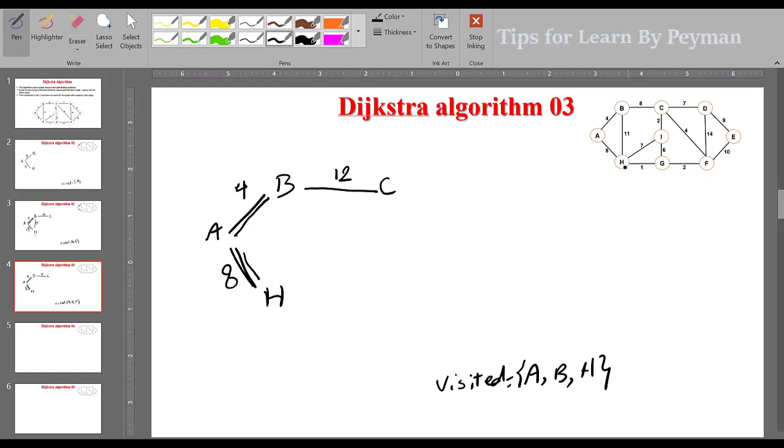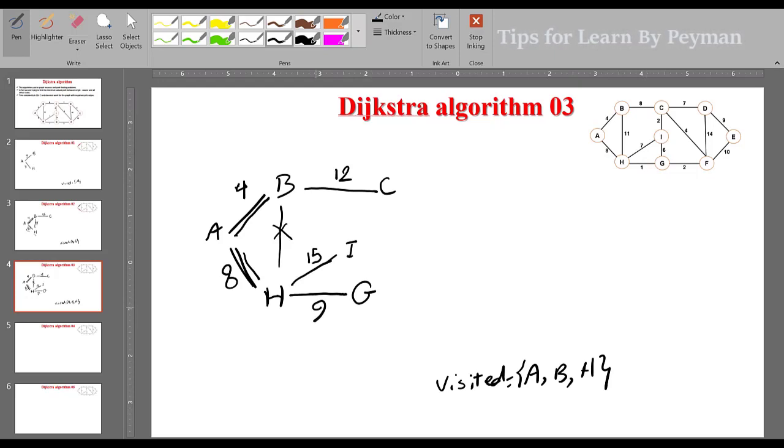H is adjacent to G, I, and B. We could not choose B. Why? Because it makes a cycle, which we must forbid. So this path is forbidden or pruned. I have I here with value of 7. 7 plus 8 would be 15 here. So I write 15 here. And for G, we have 1. 1 plus 8 would be 9.